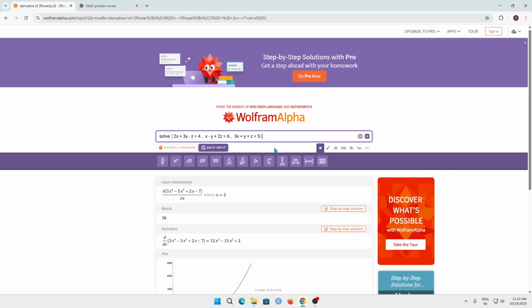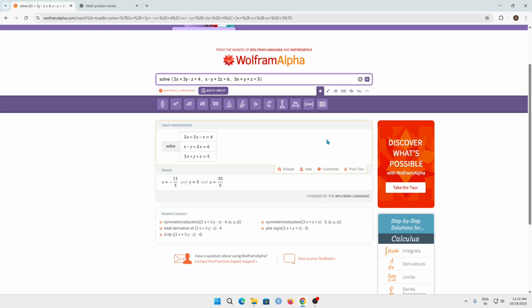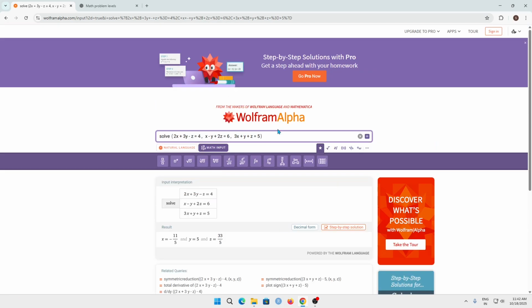So my question is: solve 2x plus 3y minus z is equal to 4. This is kind of a linear question with 3 equations, and let's see how it solves. Wow, it is pretty quick to give you an answer for your questions. It literally took around 1 millisecond to answer this question. So the result is the x, y, z values, and yeah, this is how it works.